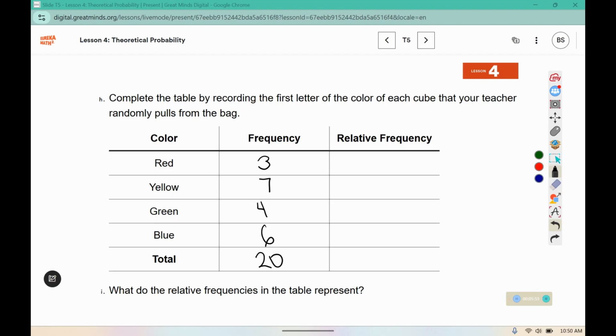from the bag. For the relative frequencies, we're doing 3 out of 20, 7 out of 20, 4 out of 20, 6 out of 20, and 20 out of 20. What do the relative frequencies in the table represent? These represent the experimental probability of pulling each color.